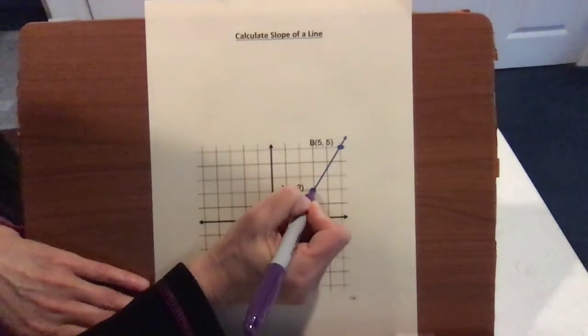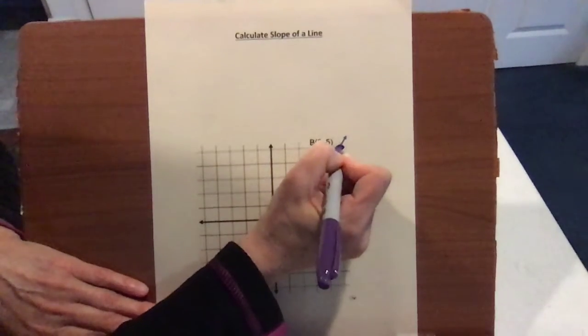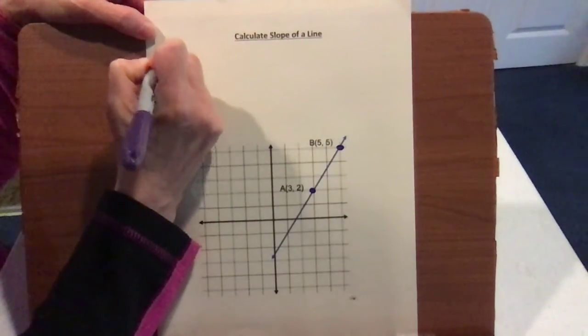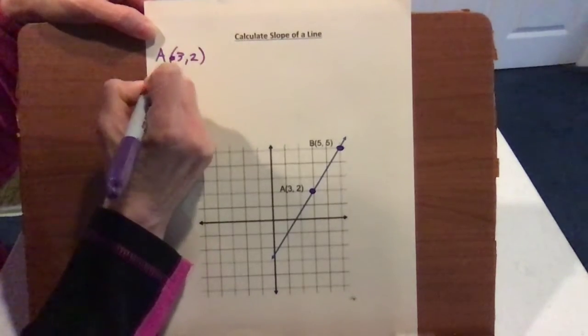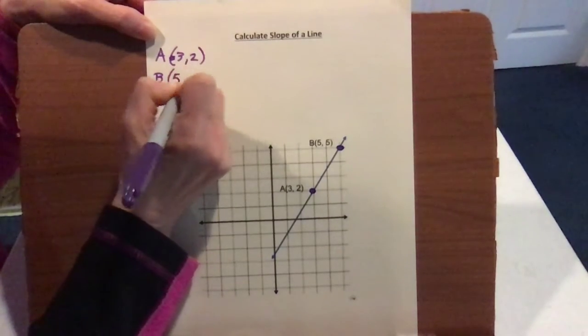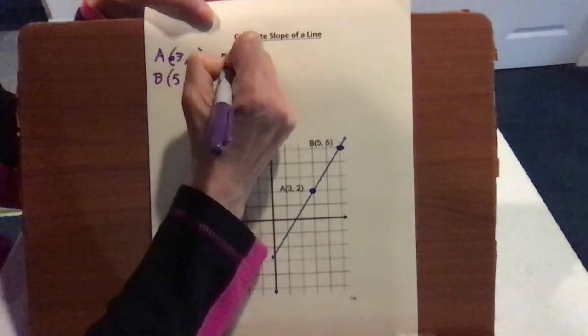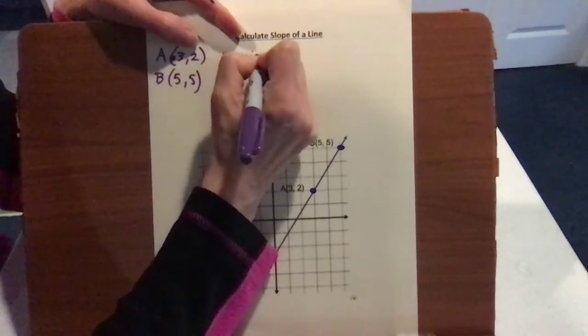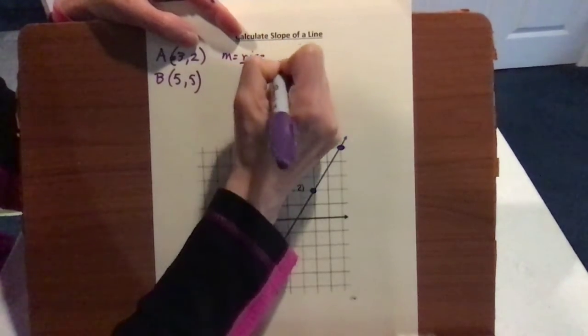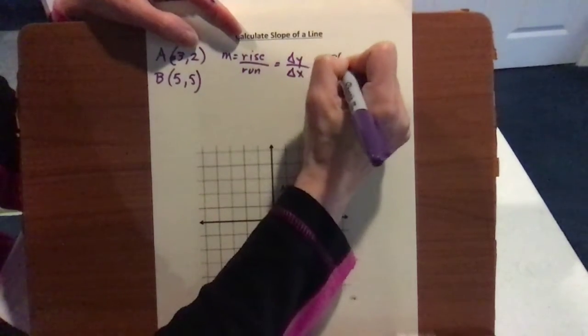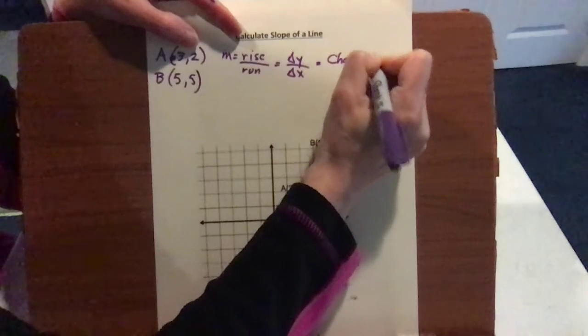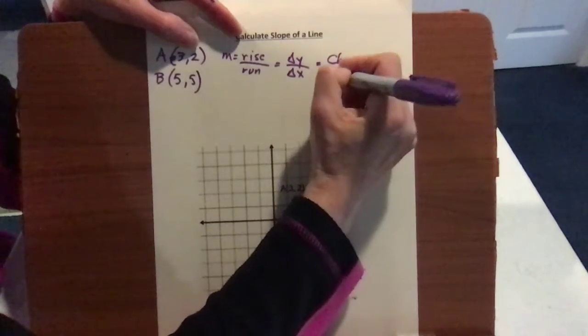So we have A at 3, 2, and B is at 5, 5. Now, slope, as we know, is the rise over run. Also delta y over delta x, which is change in y over change in x.